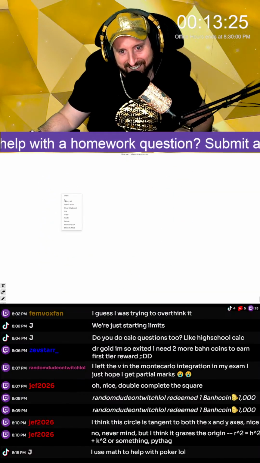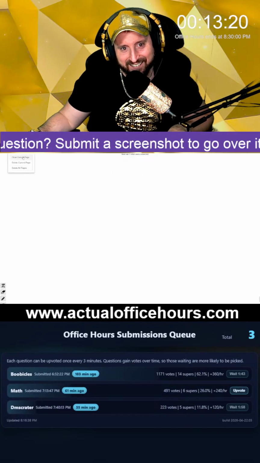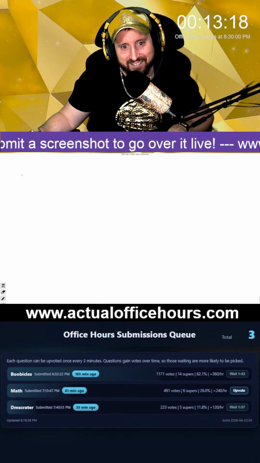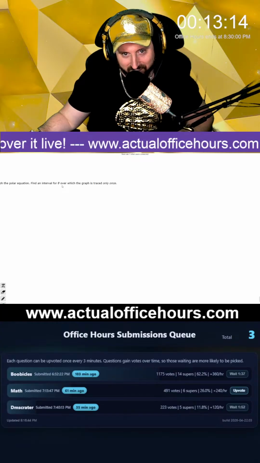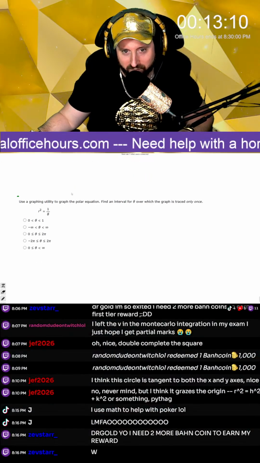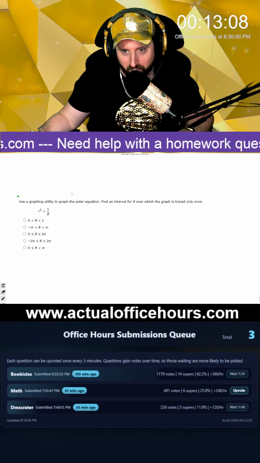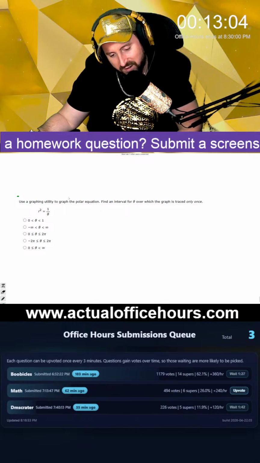I just wanted to know, what do they mean, like, find an interval over theta where the graph is traced once? Okay, let me see. All right. Use a graphing utility to graph the polar equation. Find an interval for which the graph is traced only once. Oh, okay.